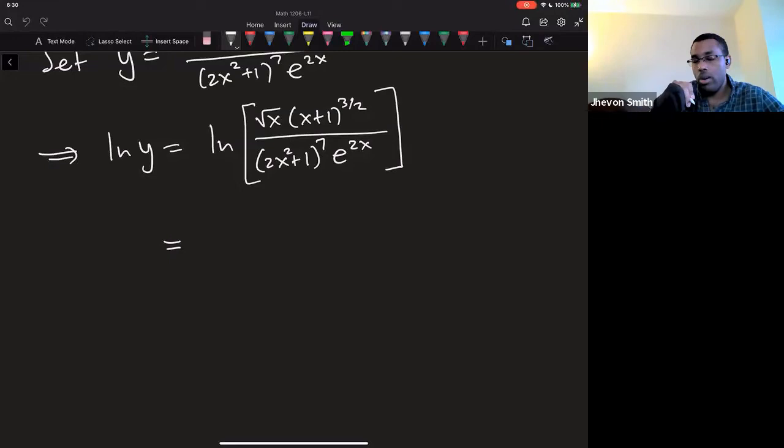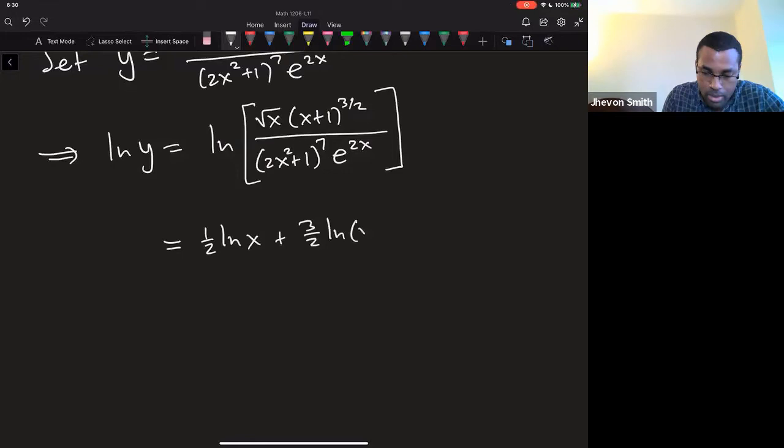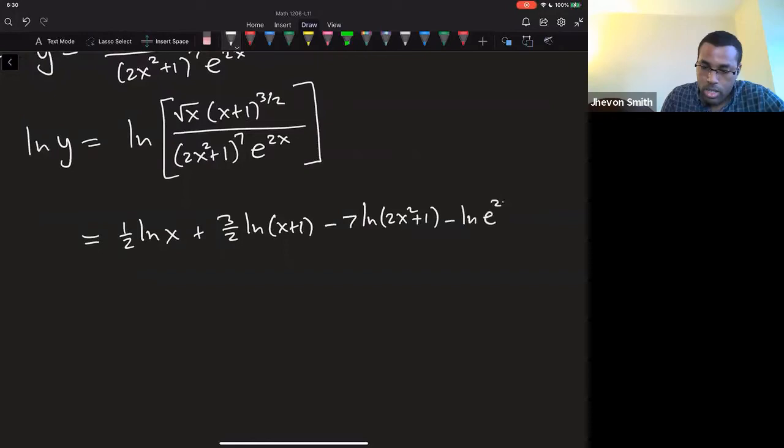So the first thing, the radical x, is x to the 1/2. So the first term is going to be 1/2 ln x plus 3 over 2 ln of x plus 1 minus 7 ln of 2x squared plus 1 and minus ln of e to the 2x, because there would have been parentheses here with a plus, and so I can just distribute the parentheses. So we have that.